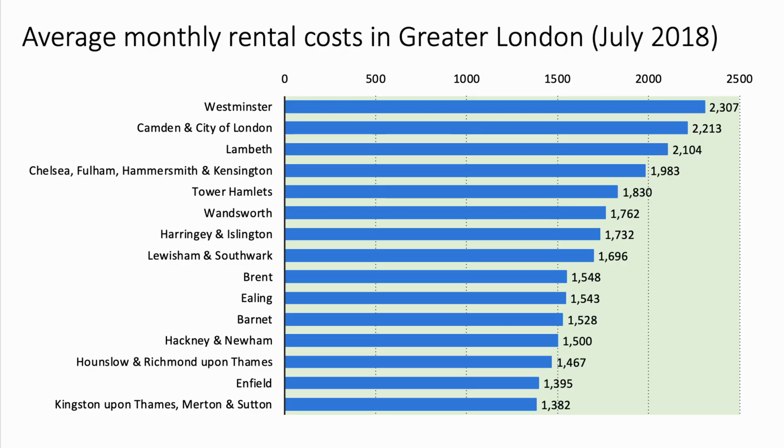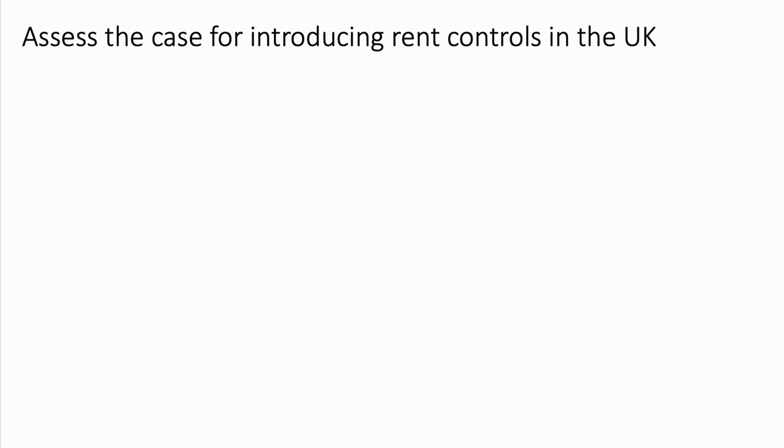But in London, here are the average monthly rental costs in the summer of 2018. In Westminster, the average property, if you want to rent, will cost you well over £2,000 a month. Brent, £1,500 a month. Even Kingston upon Thames and Enfield, you're paying £1,400 a month. Rent levels in London are at very high levels, and that of course raises the question about whether or not there should be some form of rent control, taking away from the free market principle. We'll take a look at this particular question, assess the case for introducing rent controls in the UK.